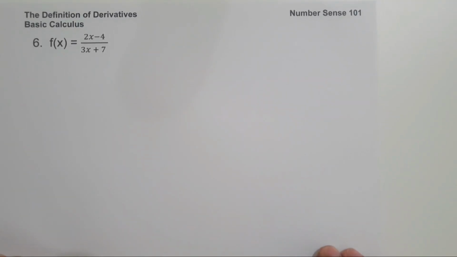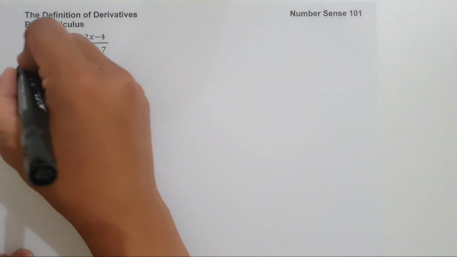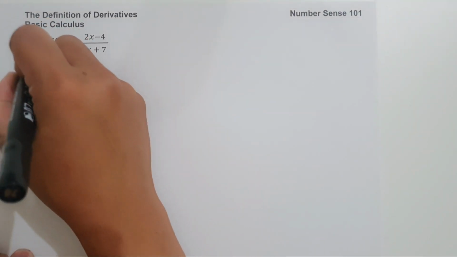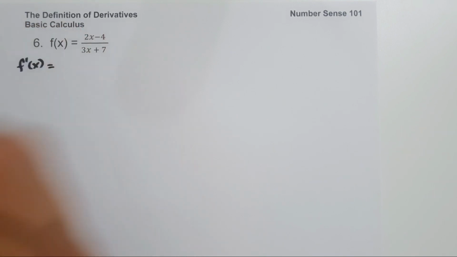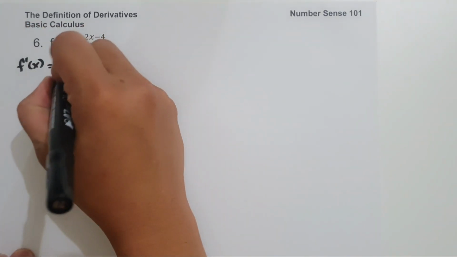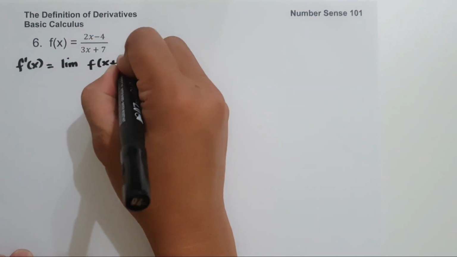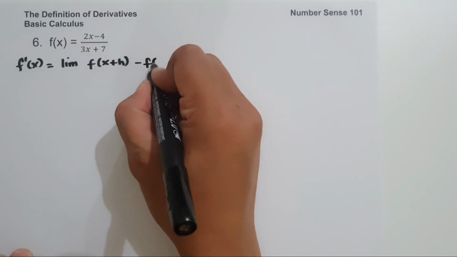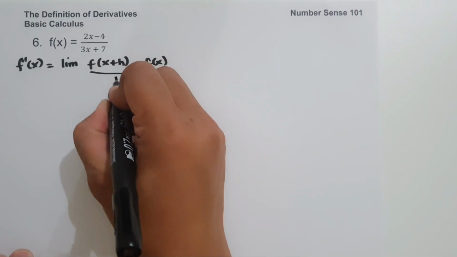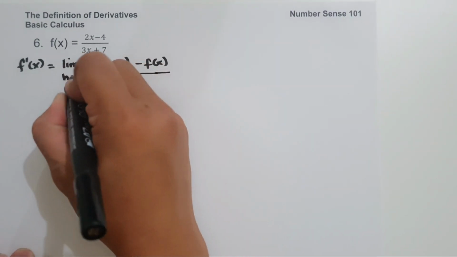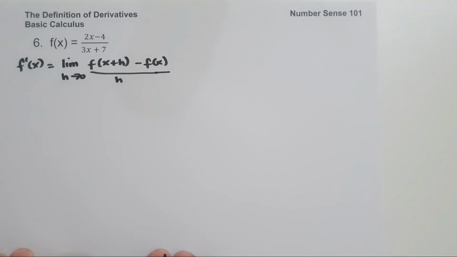On example number 6, f of x equals (2x minus 4) all over (3x plus 7). So let us solve this one using the definition of the derivative, that is f prime of x is equal to the limit of f of x plus h minus f of x all over h as h approaches 0.